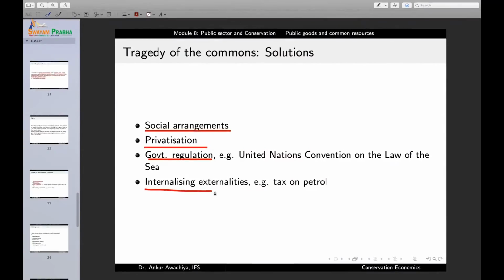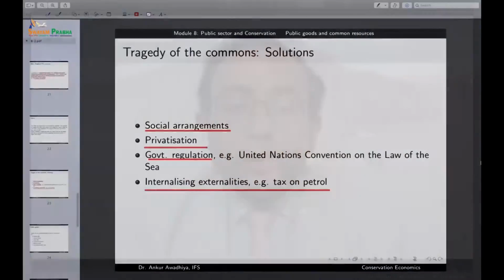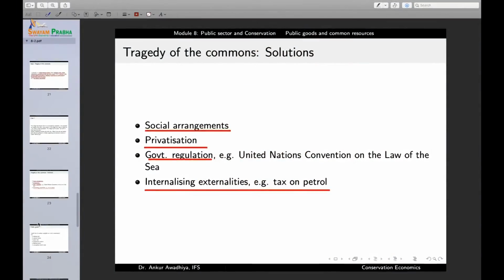Another thing is internalizing the externalities, such as a tax on petrol, which means that because clean air is a common resource, if the petrol is taxed higher, then the externalities are getting internalized. The more one person is polluting by using a less fuel efficient vehicle, the more they will have to pay. So these are all different solutions to the tragedy of commons.